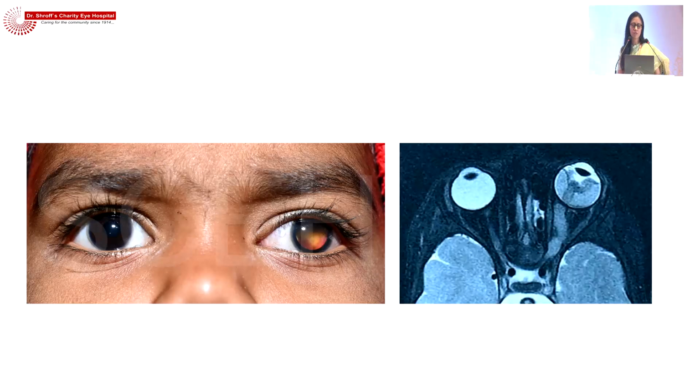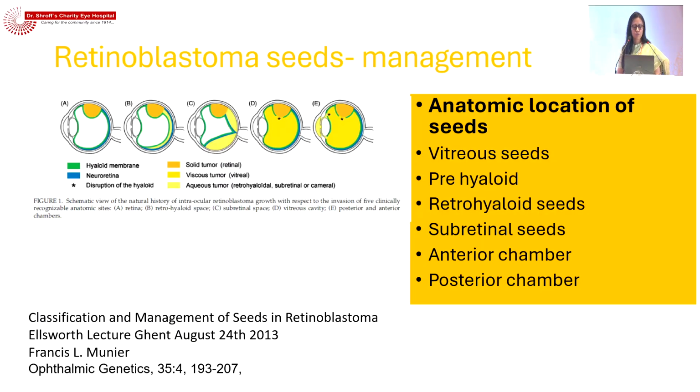So again, there is a need to relook at this aspect of the classification in the further revisions, which is going to happen. These days, there is also a classification of the seeds, because with the advent of intravitreal chemotherapy modalities, there is a need to classify seeds so that we can decide on the treatment, the dose of the drugs, depending on the extent of the seeding, and which compartment the seeds are in.